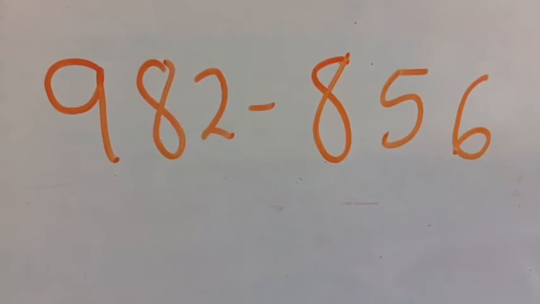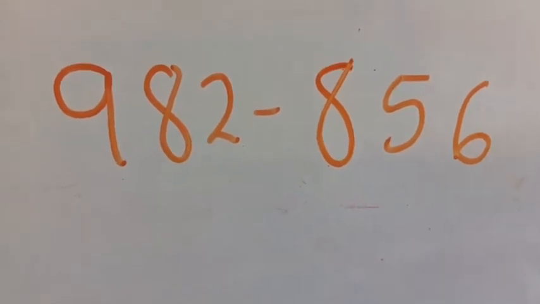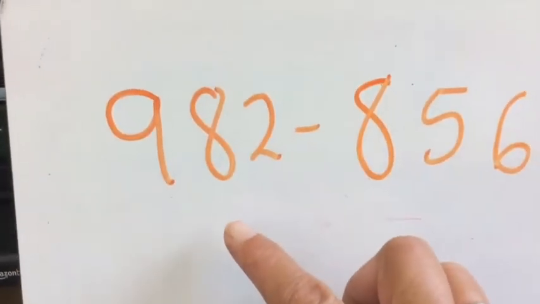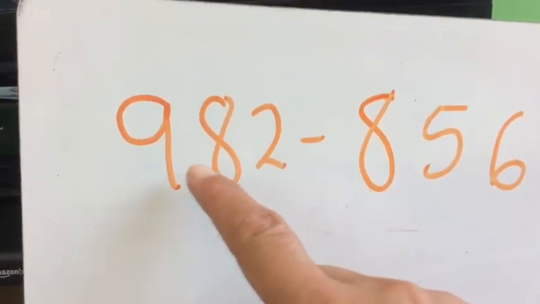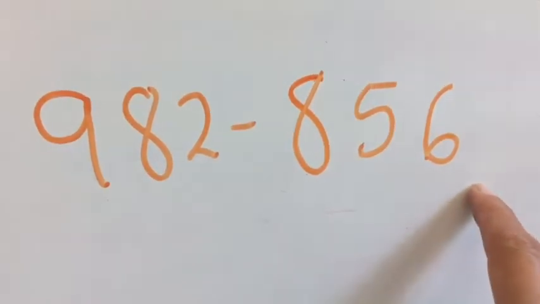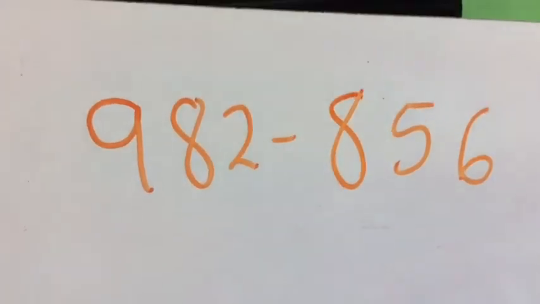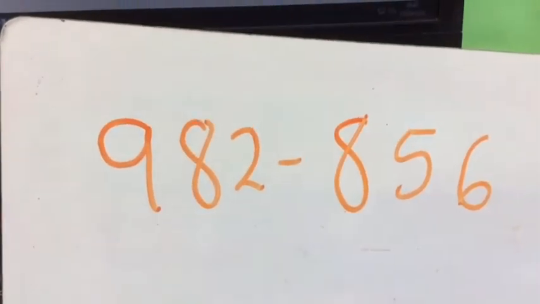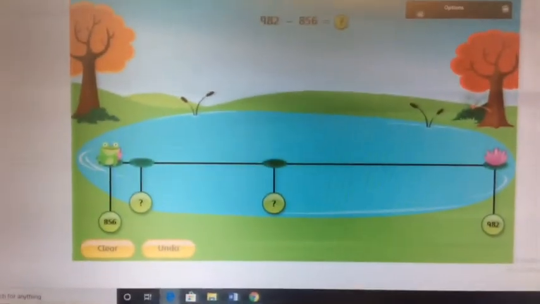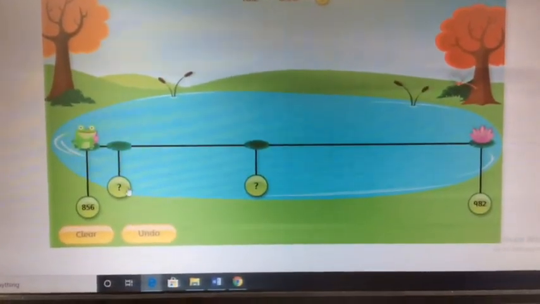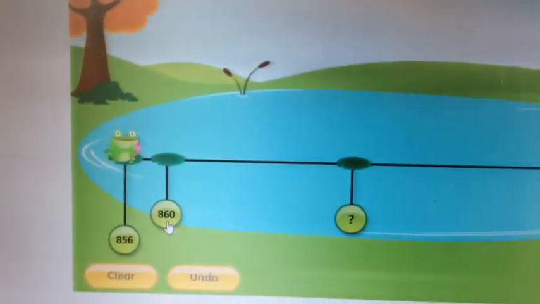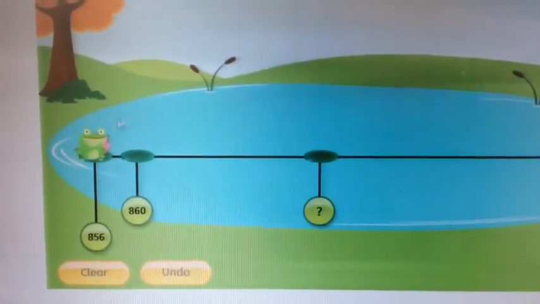Let's try another one. Now remember, we are counting on from the smaller number up to the bigger number. It's much quicker and easier. If you started at 982 and thought about counting back all that way, that's a long way to count back. So better to count on. Remember, we're going to add a single digit number first to get to the next multiple of 10, which is 860. What's the difference?